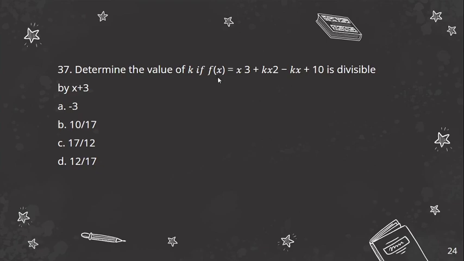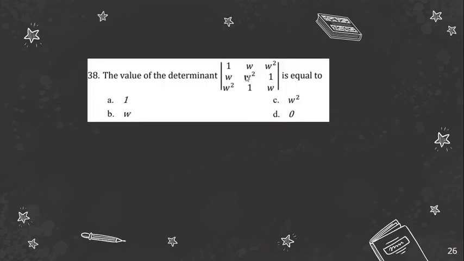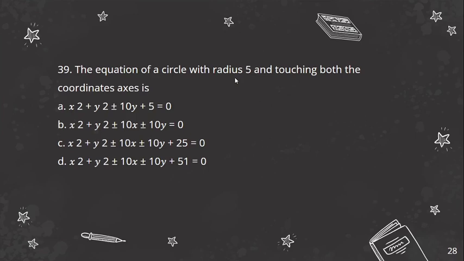Determine the value of k. We can use factor theorem to solve this, and its answer is 17 by 12. The determinant, its correct answer is D, because when we add all these rows or columns, by the property of complex number we can find its answer to be D. The equation of a circle with the radius 5 and touching both the coordinate axes is, its correct answer is option C.